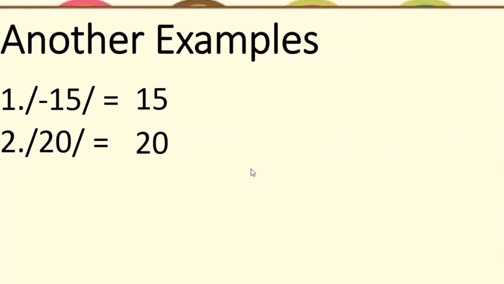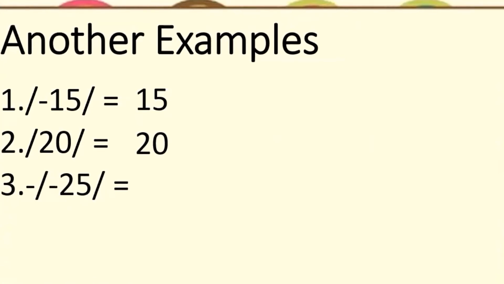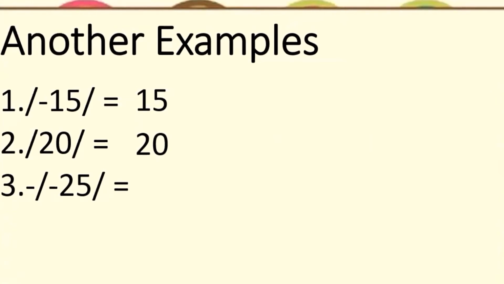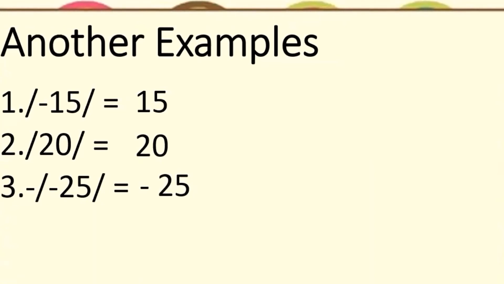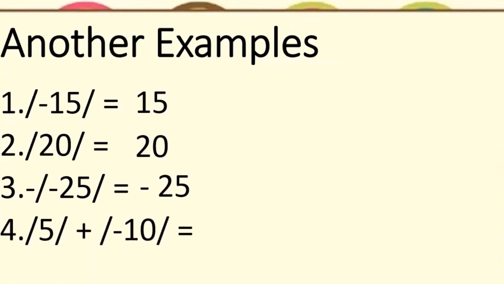Number 3 example, may negative sa labas ng absolute value. So, kokopyahin natin si negative. But yung nasa loob, disregard the sign, it is equal to 25. So, therefore, negative absolute value of negative 25 is negative 25. Now, dagdagan natin na may mga operation ng addition or subtraction or even multiplication. We still apply how to simplify an absolute value.